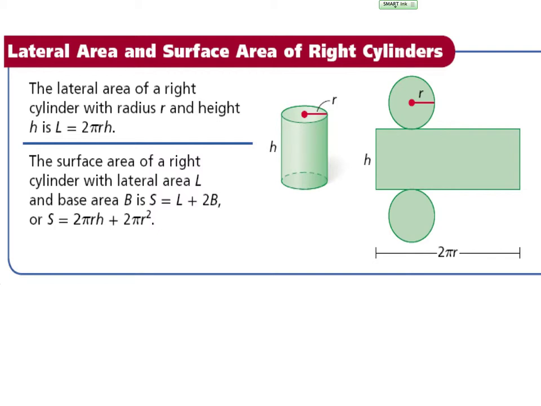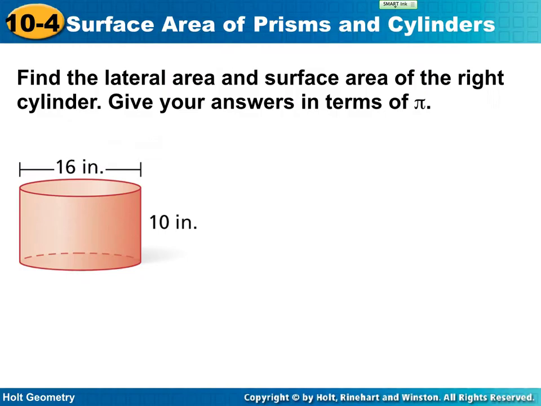All right, let's try and do a cylinder. Find the lateral area and the surface area of this right cylinder, and we'll just leave the answer in terms of pi. So your answer might be that it's 200 pi square inches. I'm not going to hit the pi button and go to decimal. So lateral area calculated how?